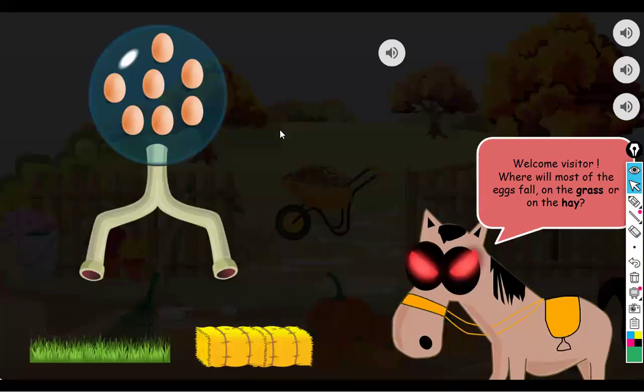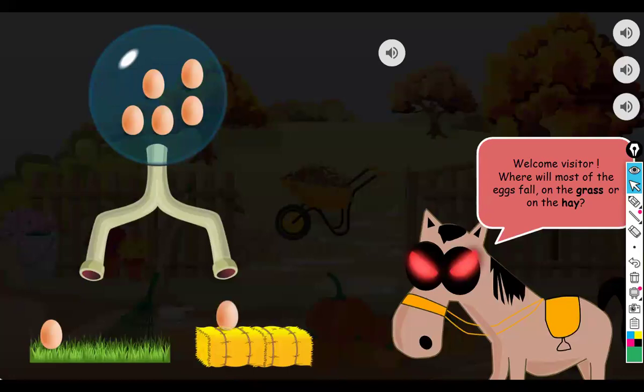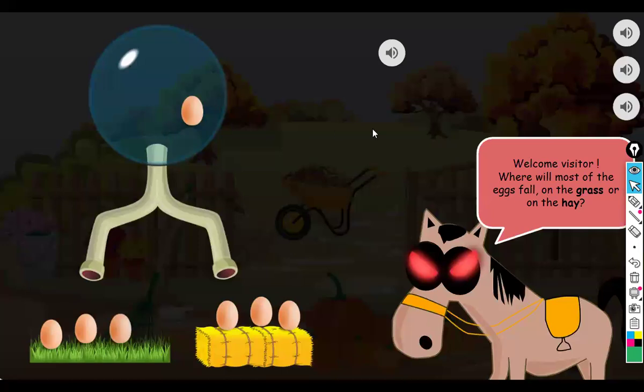Let's see what happens. First, 1 egg disappears and it goes on the grass. So 1 for the grass. 1 egg leaves, 1 for the hay. 1 more for the grass. The hay gets a second one. The grass gets 2. All right, the tension is building. Hay is 3. Oh, the grass is also 3. Where would the last egg go?